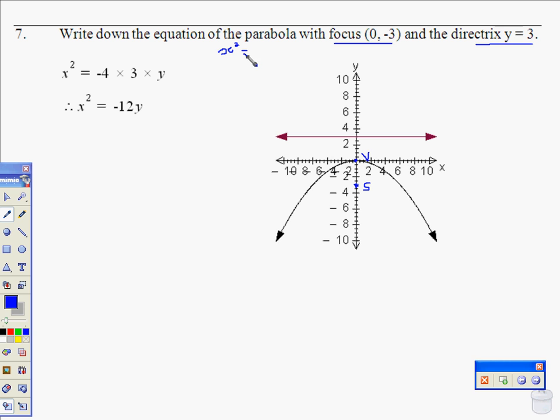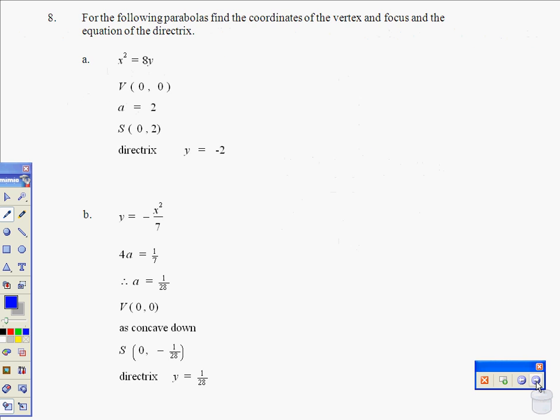So that's not a problem. We can use that form. Again, all we need to do is find a. If we know that the focus is (0, -3), then a must be equal to 3, and we can do the substitution in. Because the focus is below the directrix, we know it's concave down. If the focus is above the directrix, it's concave up, but the focus is below the directrix, so it's concave down, which means it's in the form minus 4 times the 3 times y, which gives us -12y. It's all about getting that value of a.